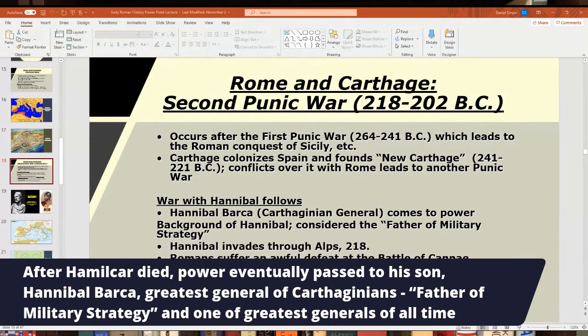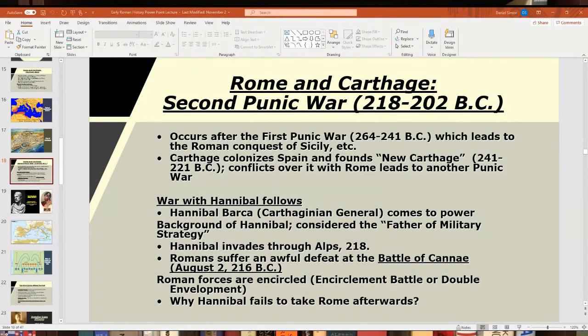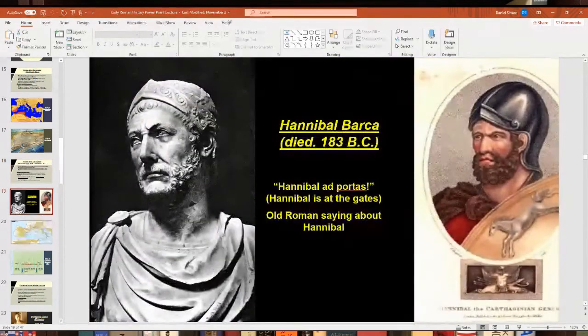Hannibal would go on to be one of the greatest generals of the Carthaginians. He was one of the most feared men in Roman history. I do have pictures of Hannibal I can show you briefly right here. There he is, Hannibal. Hannibal died about 183.